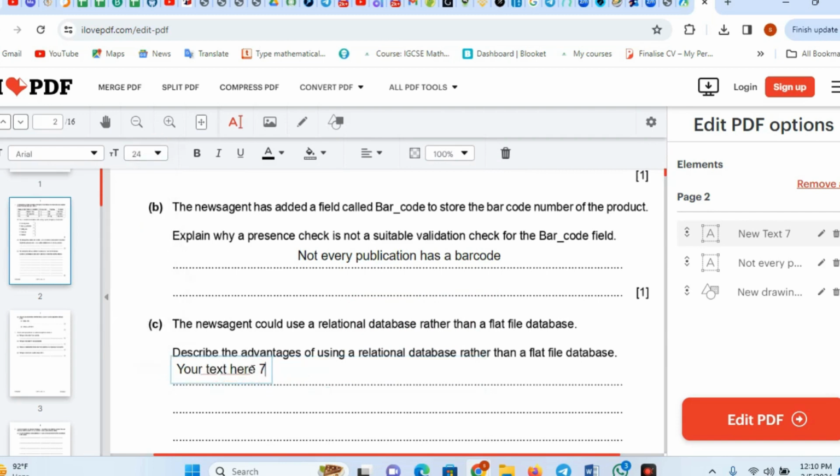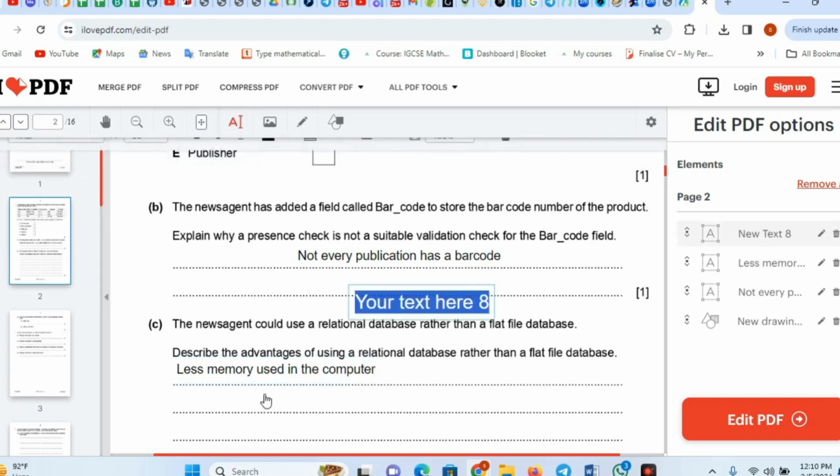So one of the advantages is, that's correct, less memory used in the computer. That is, if you use a relational database, it will take less memory than using a flat file database. That's one. Who can tell me another one?